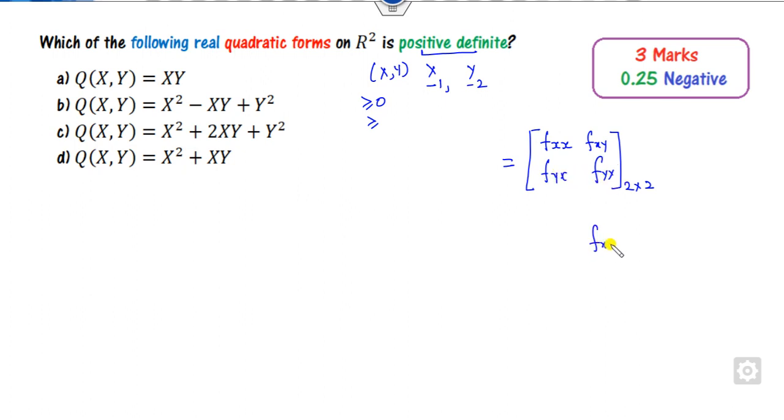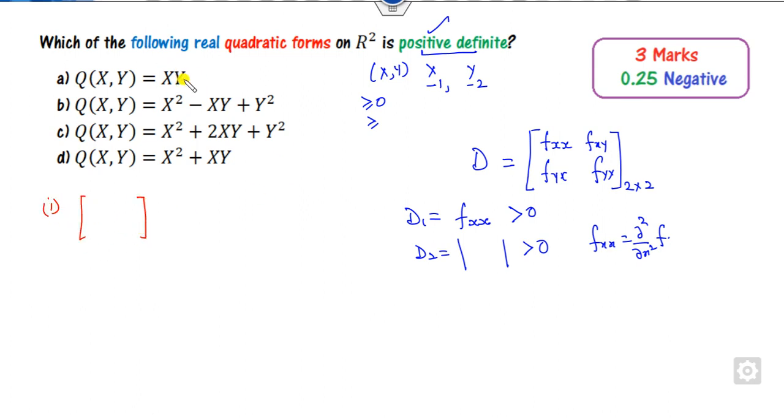What does fxx mean? That is the partial derivative with respect to x twice. Then we compute d1, the first element, and then the second element is the determinant of the second. Since it's positive definite, both should be greater than 0. We will check which option is satisfied. If you consider the first option and take the second derivatives 0, 0, 1, 1, what is the first element? That's 0, which is not greater than 0. So the first option is cancelled out.